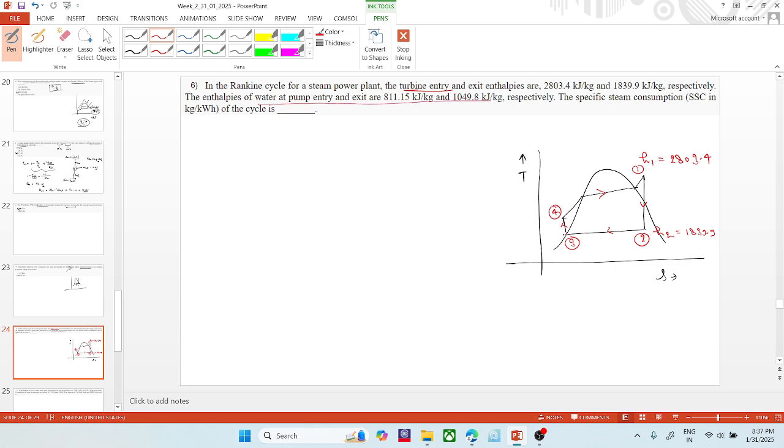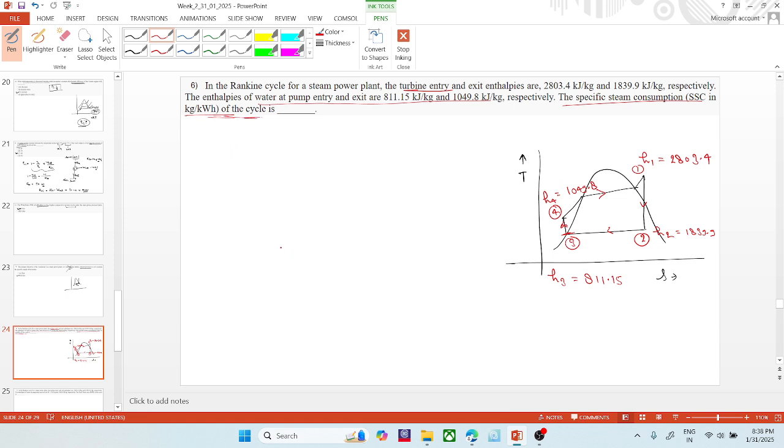The enthalpies of water at pump entry and exit. Where is pump entry? Point 3 is pump entry. So H3 is 811.15, and the pump exit is H4. H4 is 1049.8. What have they asked? They have asked for the specific steam consumption in kilogram per kilowatt hour.